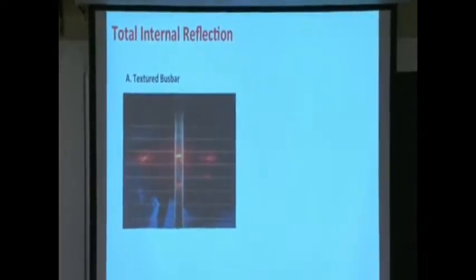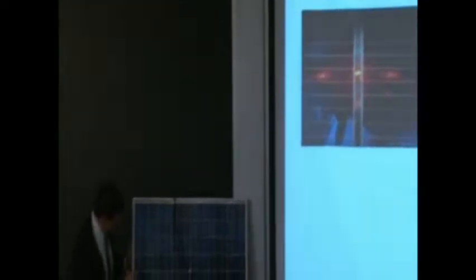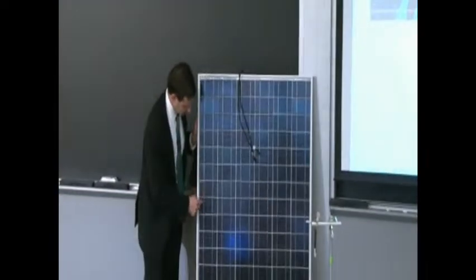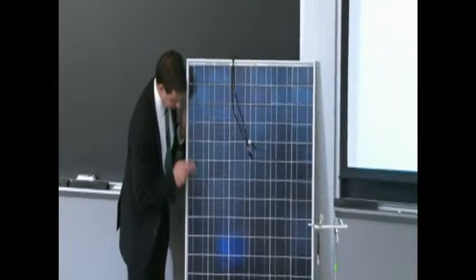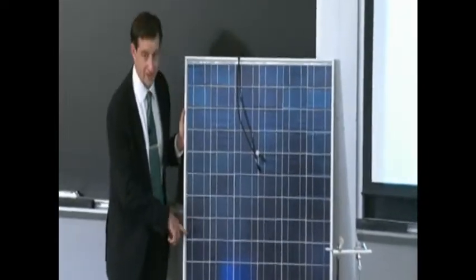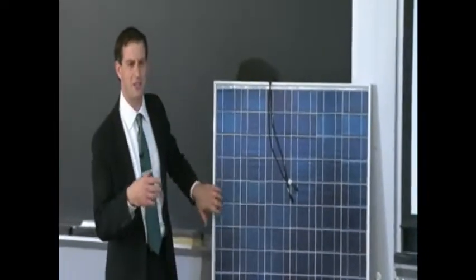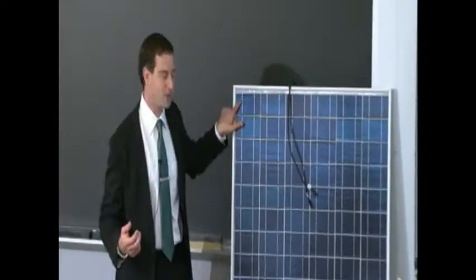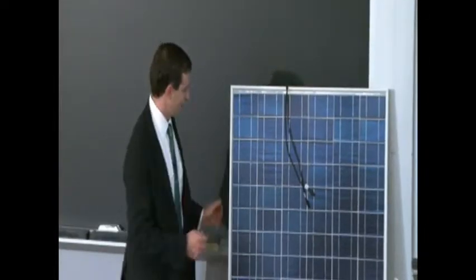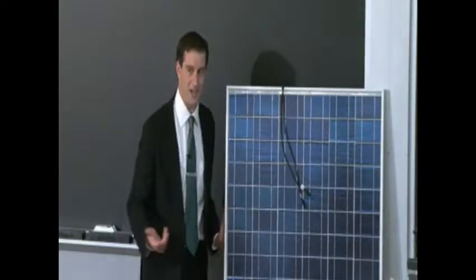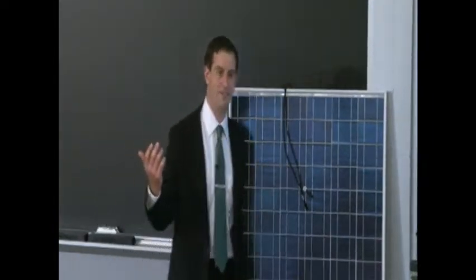And you don't only have to texture your backskin. You can also texture the bus bars. The bus bars are these little metal wires right here that are collecting the charge from each of the solar cells. They're connecting essentially the front side of one cell to the back side of the next. If you want to think about it as the cathode to the anode, cathode to the anode, stringing all these cells together in series. And this metal right here is just really shiny, and it's reflecting light right back out into space.